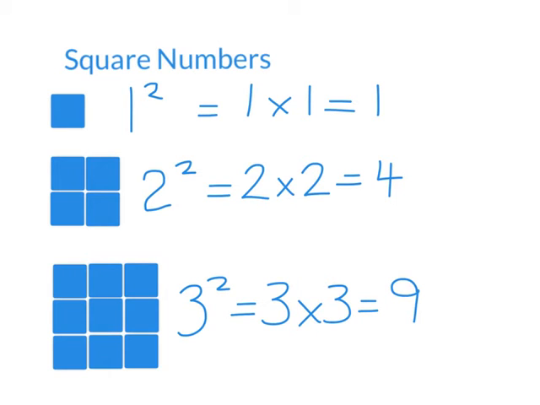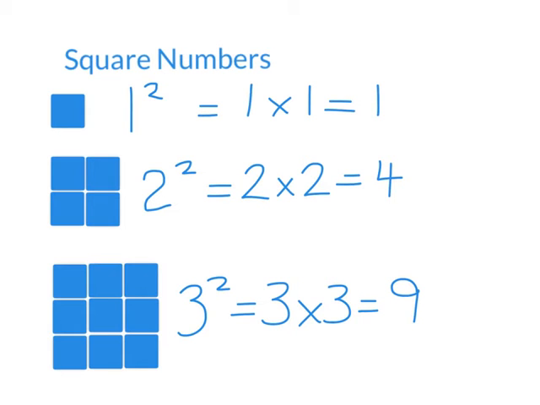So my first square number is 1. Then the next one that we saw was when I've got 2 squares along and 2 squares down. So that's 2 squared, 2 raised to the power of 2, which is the same as 2 times 2, which is 4. And we can see there are 4 squares in that shape.